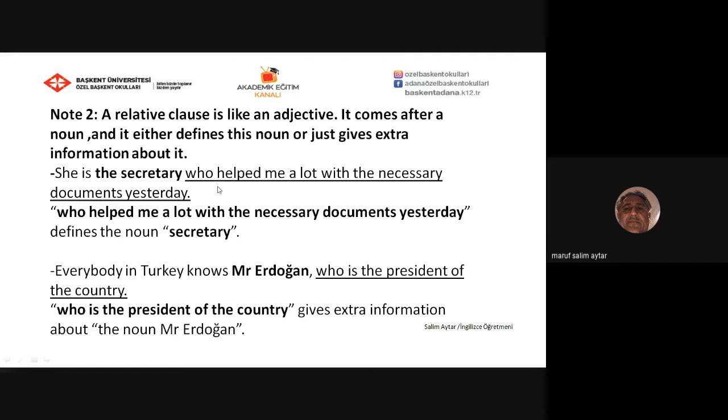But in the first example, when we need to talk about the secretary, we have to define it. We have to make clear which secretary we're talking about. So when we say she is the secretary who helped me a lot with the necessary documents yesterday, the statement becomes really clear.